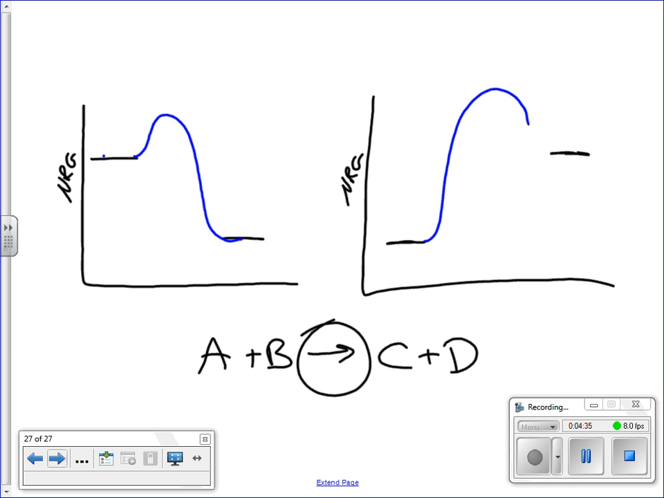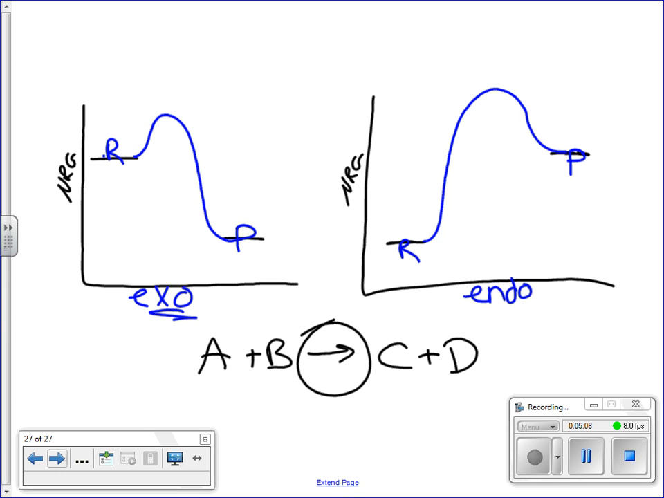You always get some of that energy back. This is your endothermic reaction. This is your exothermic reaction. Exothermic is a step down. Endothermic is a step up. Endothermic, your products have more energy than your reactants. Exothermic, your reactants have more energy than your products. So exothermic reactions are generally more spontaneous because you're trying to get to as low energy as possible.